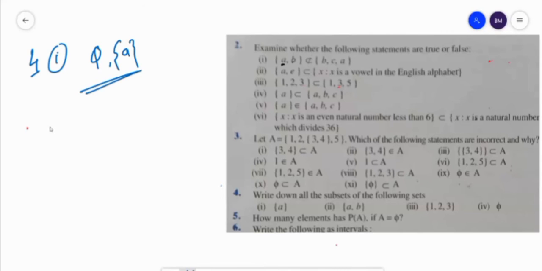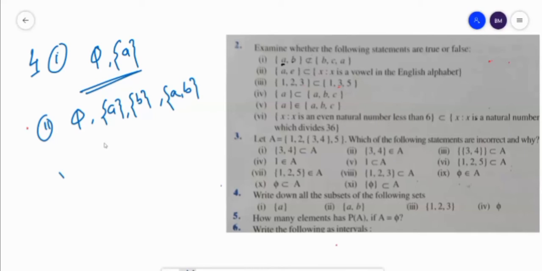Number 2, similarly phi, this is the common subset. Then singleton A, singleton B, and the set itself. This is the subset of A comma B.